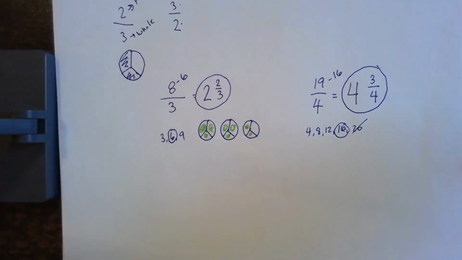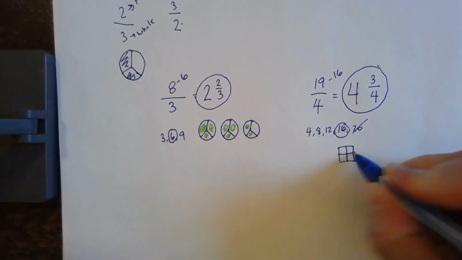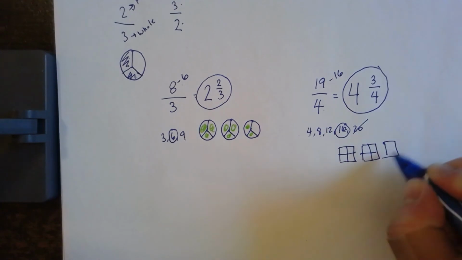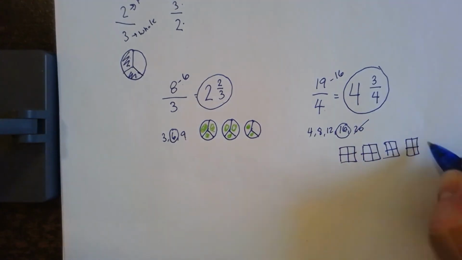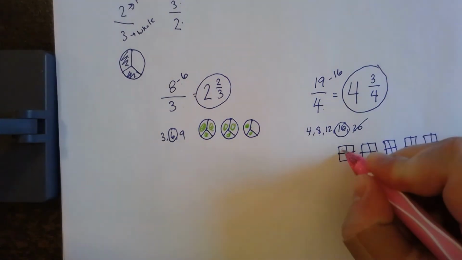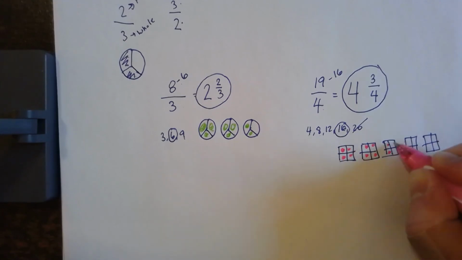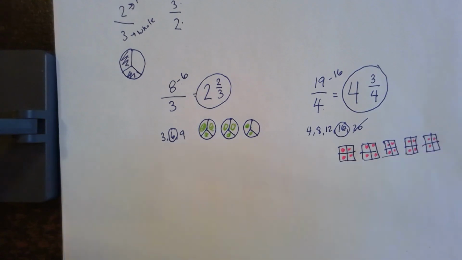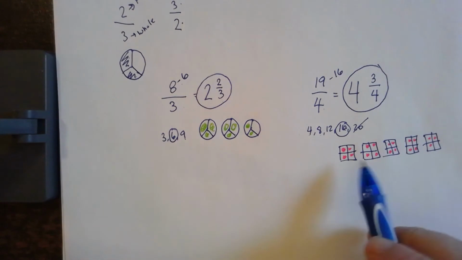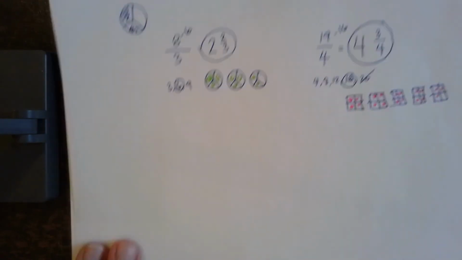Now, just like before, if they had to draw a picture, and I'm not going to do this every time, but if you had to do fourths, you'd have to color 19 of these fourths. So 1, 2, 3, 4, 5, 6, 7, 8, 9, 10, 11, 12, 13, 14, 15, 16, 17, 18, 19. So you can see that you have 4 that are completely colored in and 3 out of the 4 on the last one.